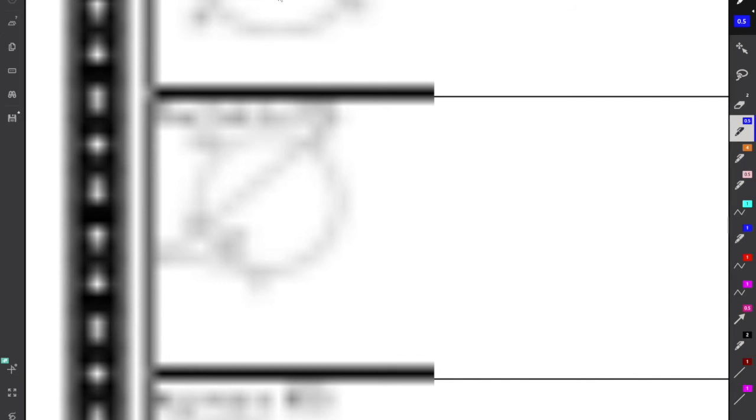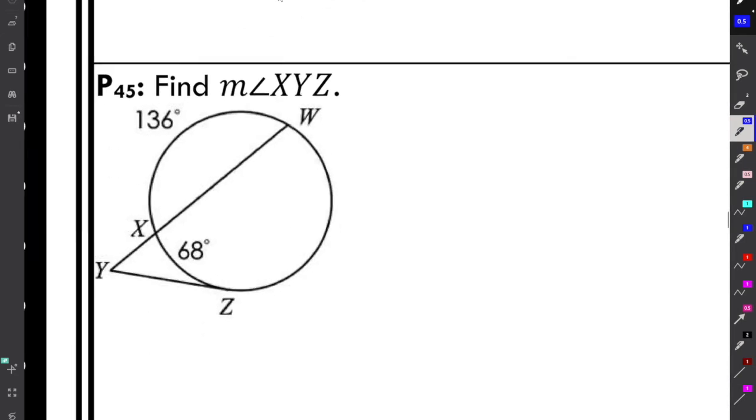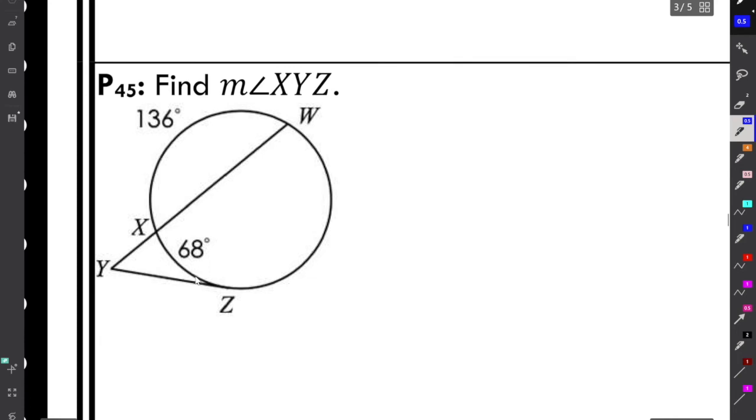All right, number 45. Find the measure of angle XYZ. Okay, this is a secant and a tangent intersecting outside the circle. So to find the angle measure we're trying to find, XYZ, that outside angle measure is still half of the difference of the intercepted arcs. However, I'm given arc XW and arc XZ. I need WZ to be able to do this. So that's going to be equal to 360 minus the other two arcs. Doing that, the arc is equal to 156.